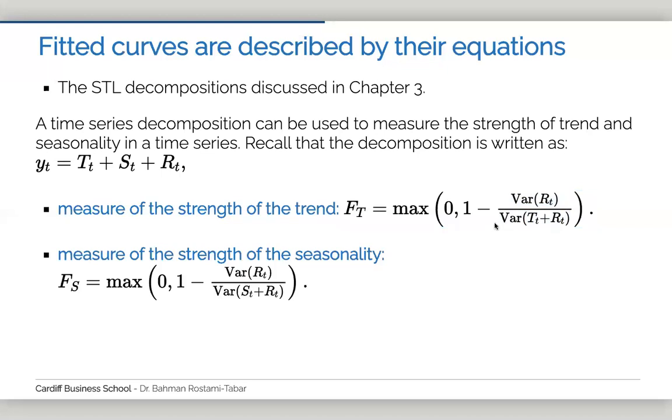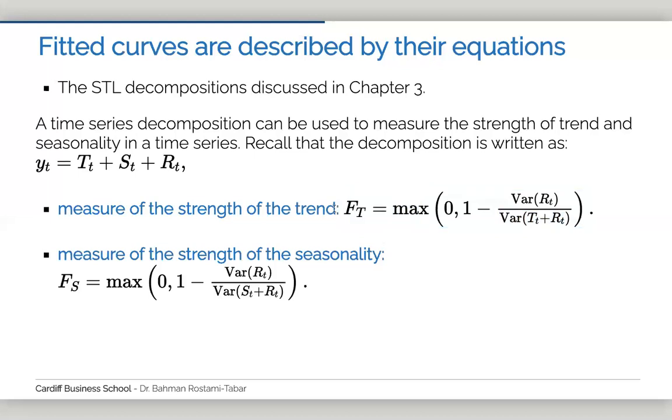What happens is, if you have a time series with a strong trend in it, you will get a measure that is very close to 1. Because this part for a time series with a strong trend would be very small, and that would be big. So that would be very small, and then 1 minus very small becomes something close to 1. And then the maximum of 0 and something close to 1, again, is something close to 1, right?